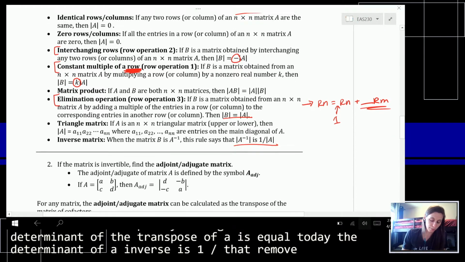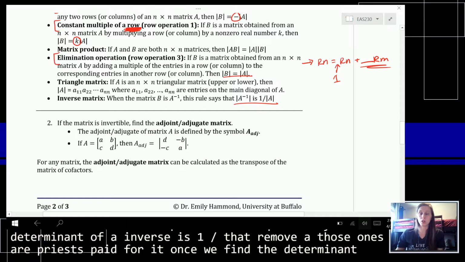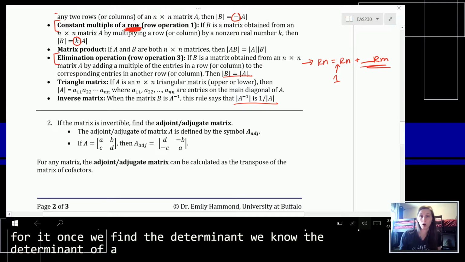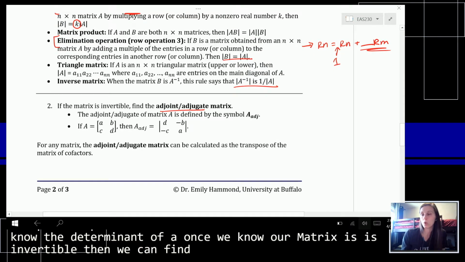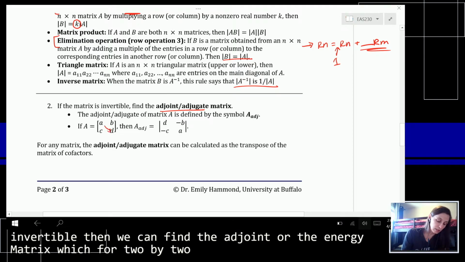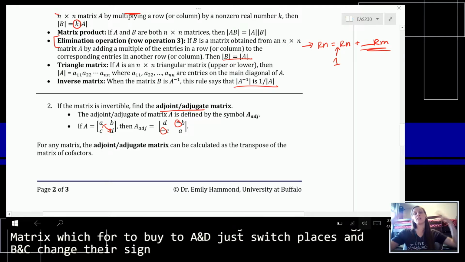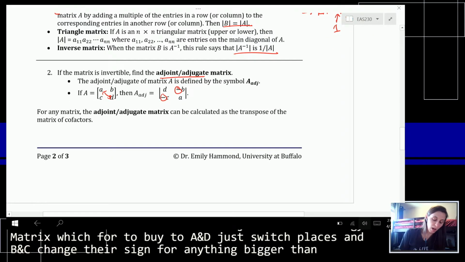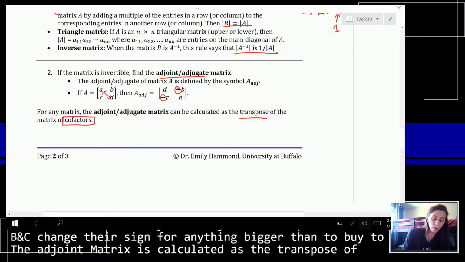Those ones are pretty straightforward. Once we find the determinant, once we know the determinant of A and know our matrix is invertible, then we can find the adjoint or the adjugate matrix, which for a 2x2, A and D just switch places and B and C change their sign. For anything bigger than a 2x2, the adjoint matrix is calculated as the transpose of the matrix of cofactors.